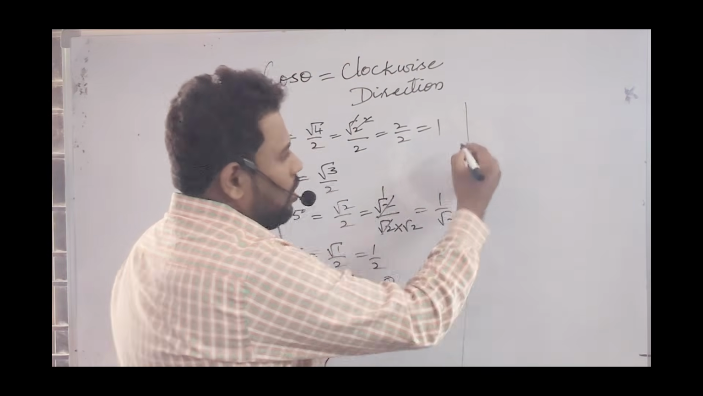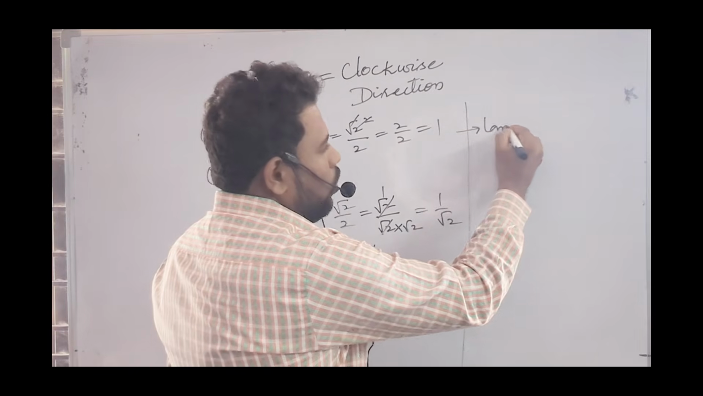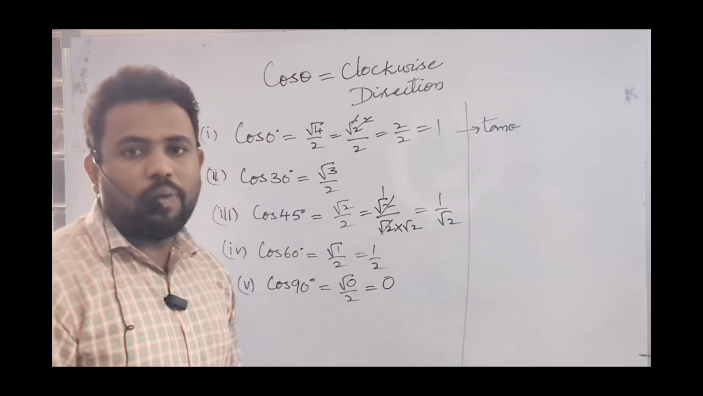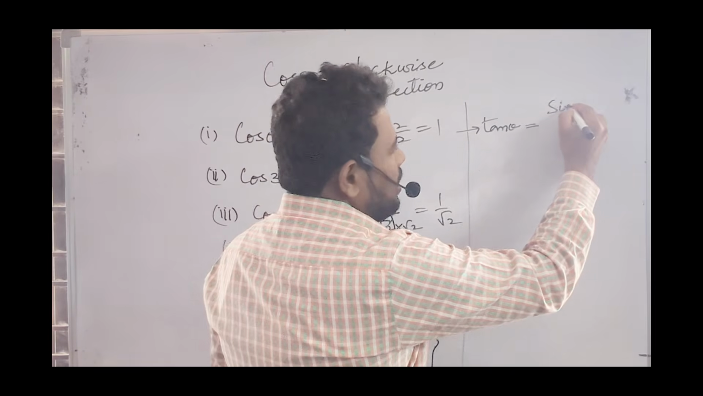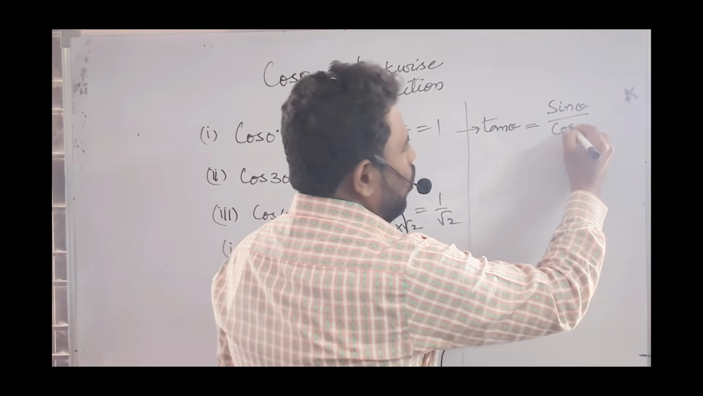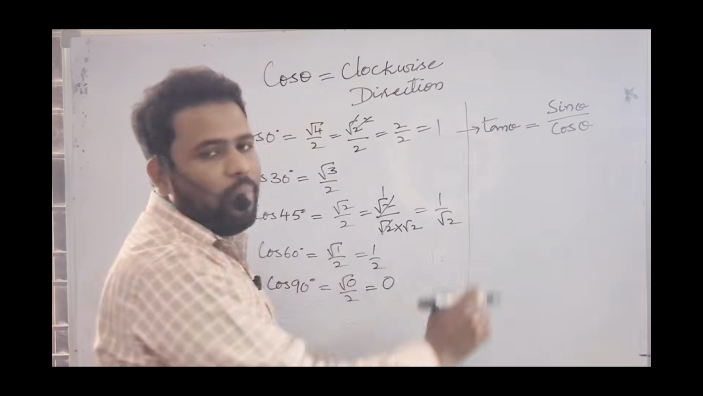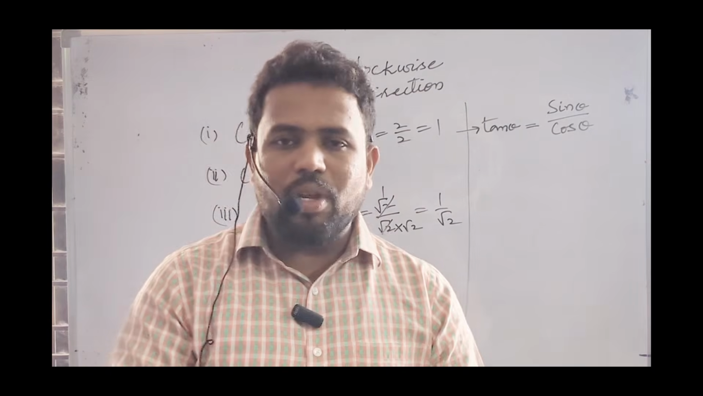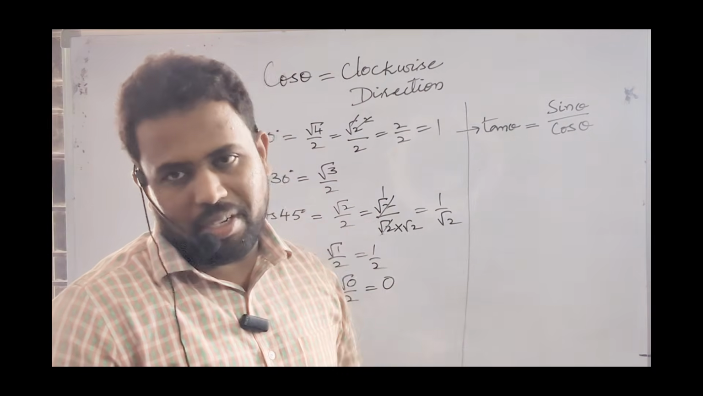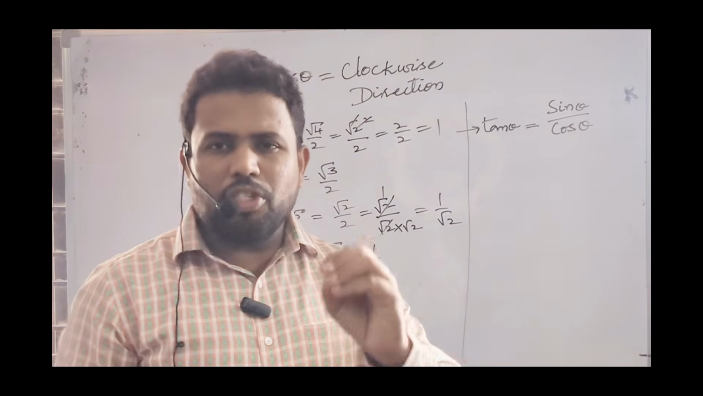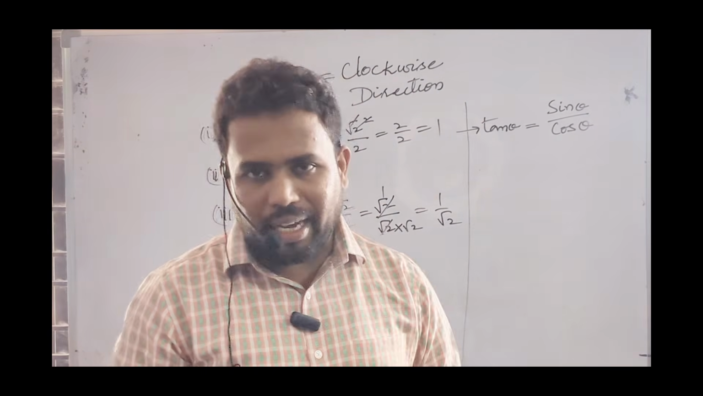Okay, let us discuss the values of tan. To get the values of tan, we are going to follow one small formula. Tan theta is equal to sin theta by cos theta. If you follow this formula, you can easily get the values of tan. I'll take two values and explain.